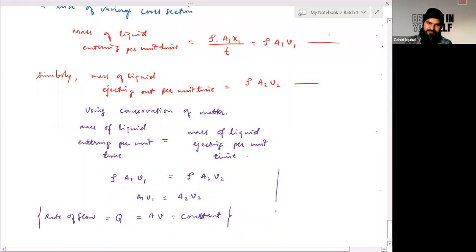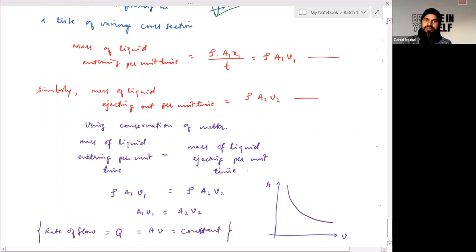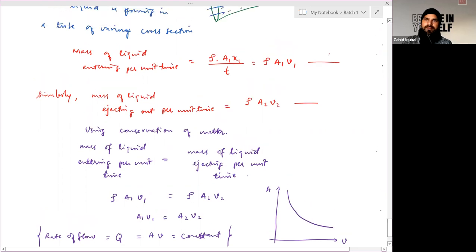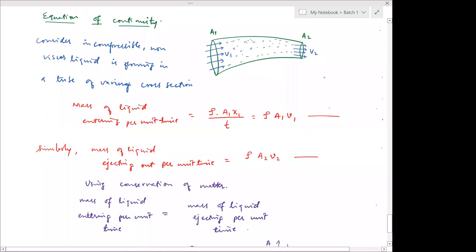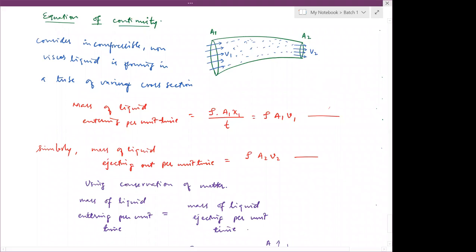So the graph related to these two terms for area of cross section versus velocity will be inversely proportional to one another. If area will decrease, velocity will increase. If area will increase, velocity will decrease, and vice versa. Hamza, any doubt? No, sir. Okay, just write it down.